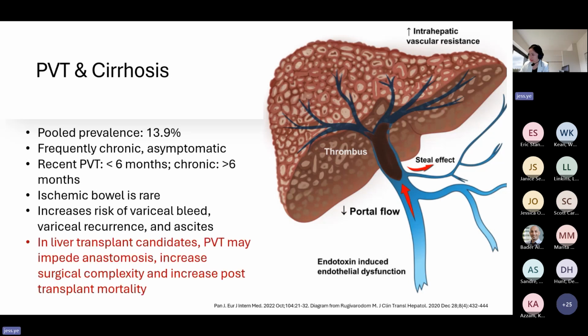In patients who are potential liver transplantation candidates, it is important to maintain a patent portal vein system. Because of this transplantation potential, portal vein thrombus can complicate surgery, impede anastomosis, and increase post-transplant mortality.